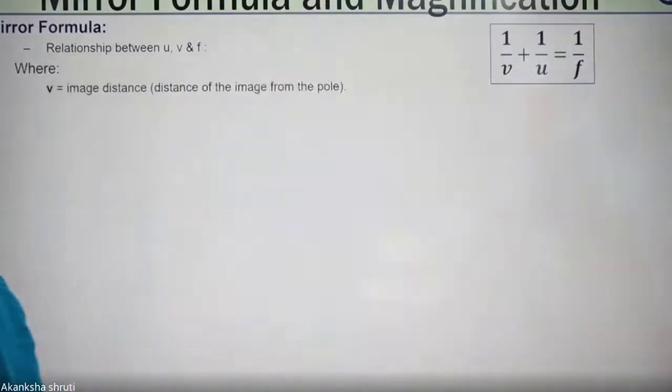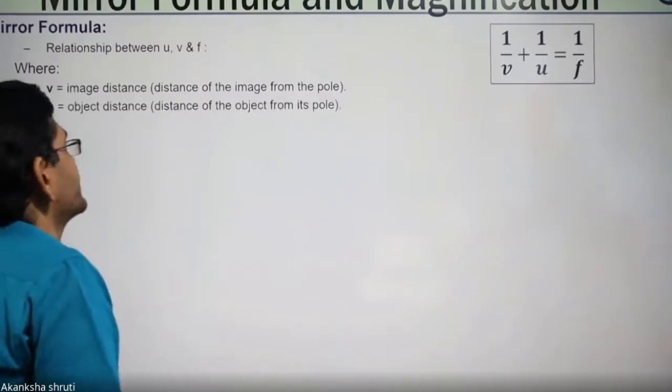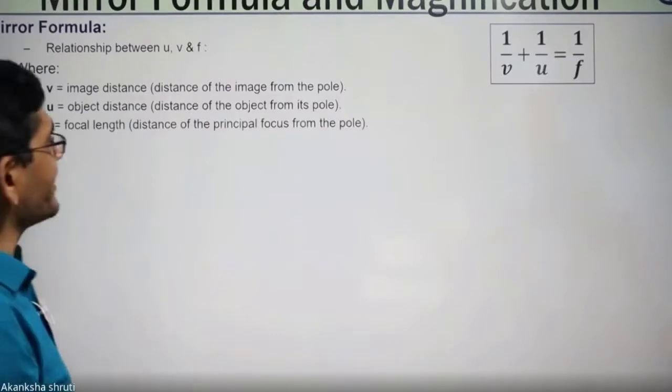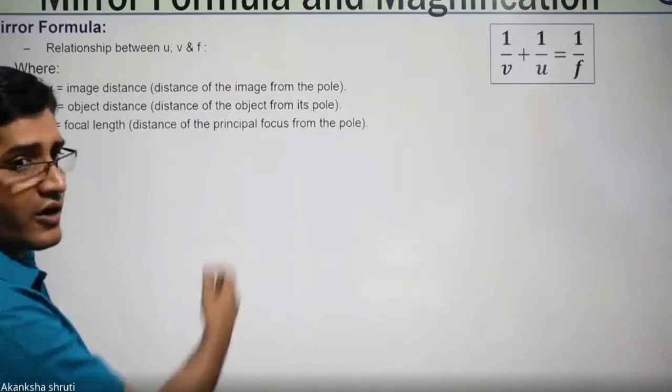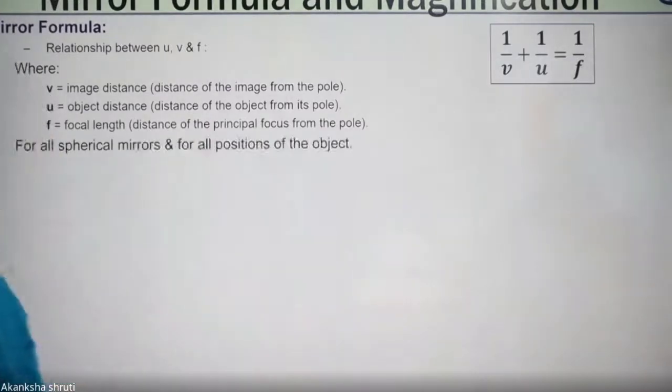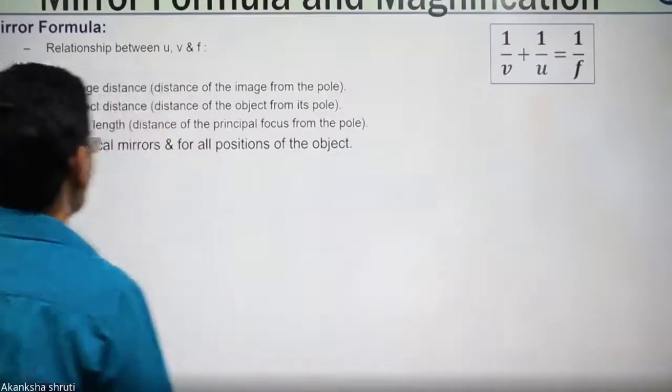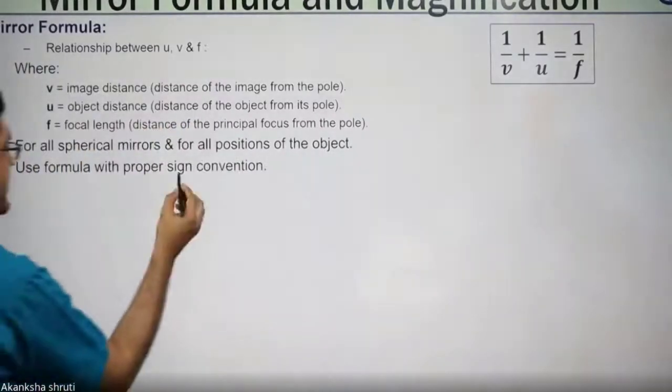Where the symbols have their earlier meaning: V denotes the image distance, the distance of the image from the pole. U is our object distance, which is the distance of the object from the pole. The next one is F, which denotes the focal length, along with the sign convention we have to use. This formula is applicable for all spherical mirrors and all possible positions of the object. Students, use this formula with the sign convention.